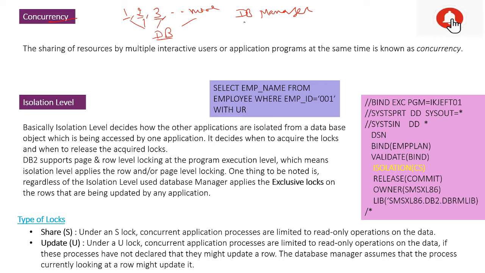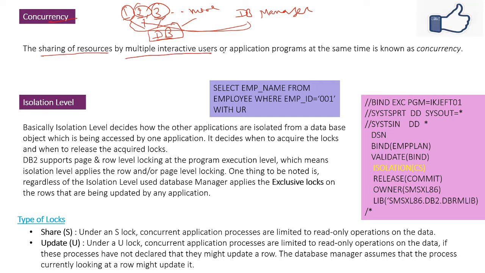The DB manager allows each user to view the data, update the data or insert the data in a way so that data integrity is maintained. So these users are all sharing the resources of the same database table. We can say that sharing of resources by multiple interactive users or application programs at the same time is known as concurrency. And so, what is isolation level?